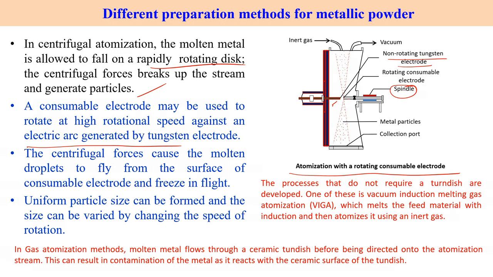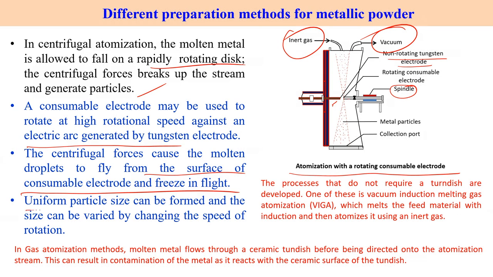The tungsten electrode creates the electric arc, and that electric arc starts to melt the rotating consumable electrode. When it is rotating at high speed, the metal powder is created and collected at the bottom. But this happens inside an inert gas chamber, or we can also use a vacuum chamber to perform this operation. Centrifugal force causes the molten droplets to fly from the surface to the outward periphery, and they freeze in the presence of the inert gas.